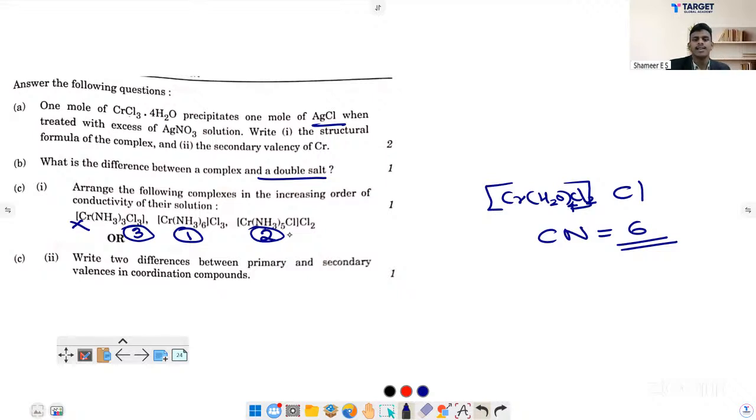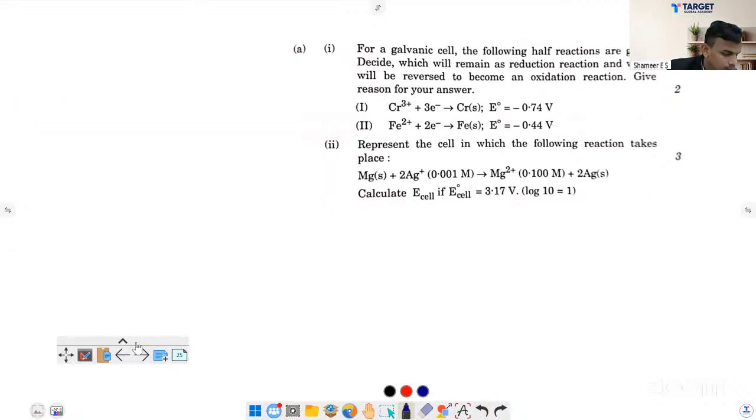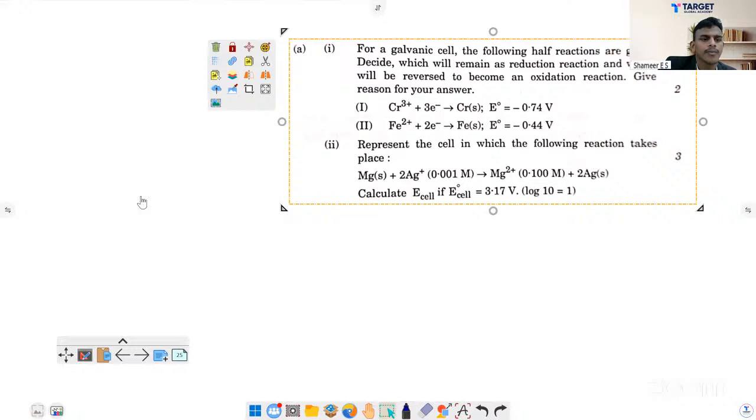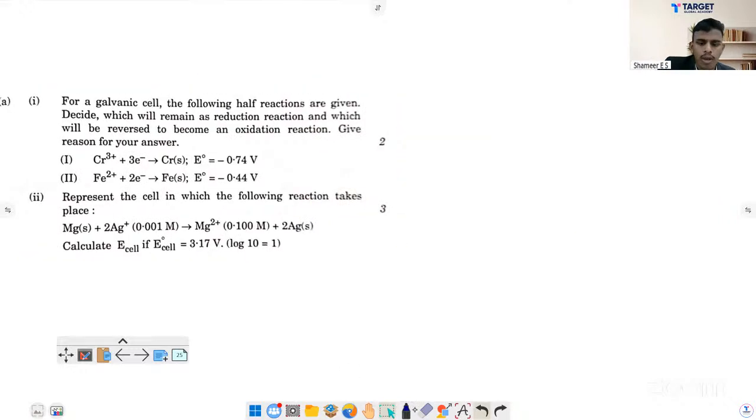Next one. So this is from electrochemistry. For a galvanic cell, the following cell reaction will happen. Decide which will remain as a reduction reaction and which will be reversed to become an oxidation reaction. Give reason.